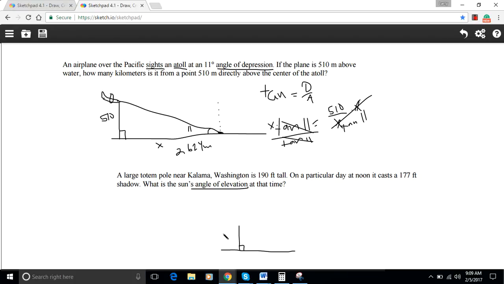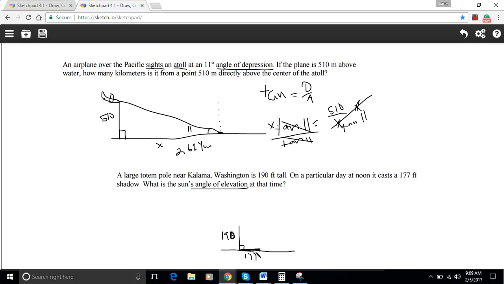And let's see, the totem pole is 190 feet tall, and on a particular day at noon, it casts a 177-foot shadow. That looks like 196. Let me fix that. So it casts a shadow, so like that, a shadow on the ground. That's 177 feet. What is the sun's angle of elevation?